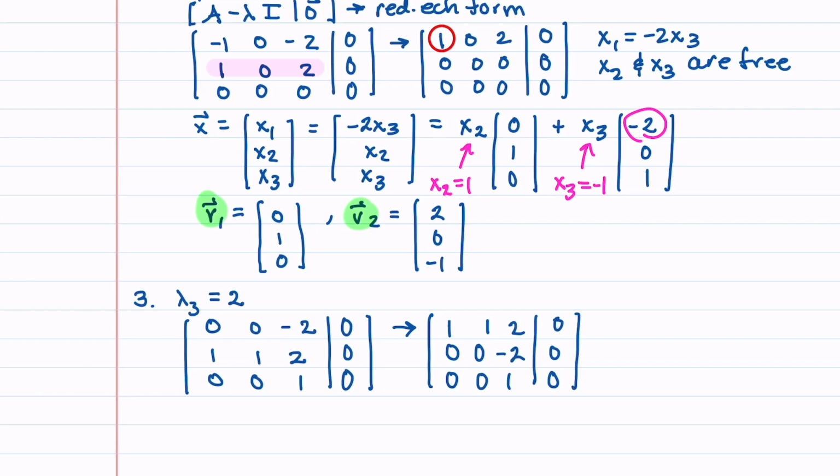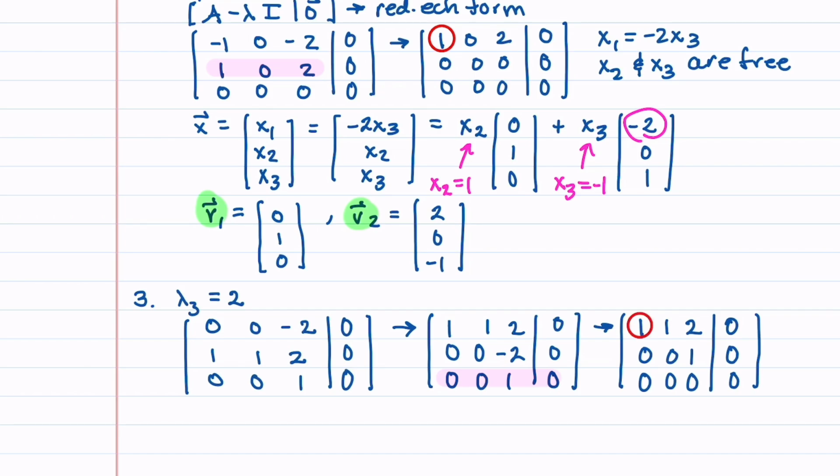And then you might notice that rows 2 and 3 are duplicates of each other. So our third row is going to go to 0. And then I'm going to take our second row and divide it by -2. So we have 1, 1, 2, 0, 0, 1, 0, 0, 0, and we'll augment it with 0.